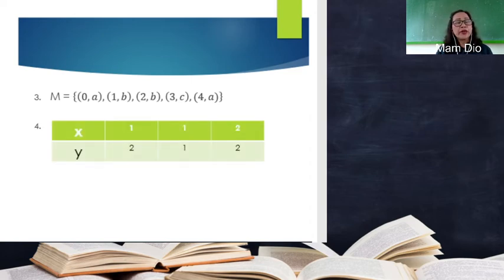For number 4, I have a relation of x to y. I have numbers for x corresponding to numbers in y. Okay, this is a relation, but this definitely is not a function.